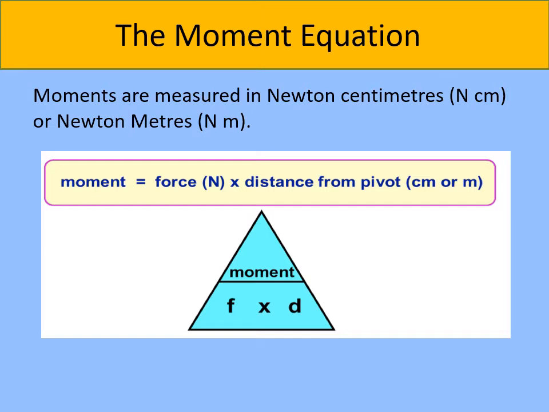And I've shown you here a formula triangle. If the question asks you to find the force and you know the moment and you're also given the distance, you just need to cover up the force, and the formula triangle tells you that the moment divided by the distance will give you the force. If you had to find the distance from the pivot and you were given the moment and the force, you would cover up the distance and you should be left with the moment divided by the force.